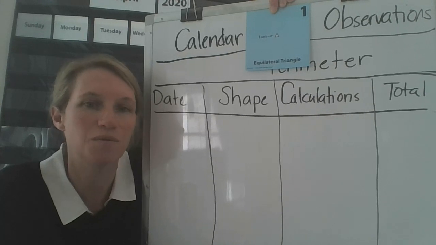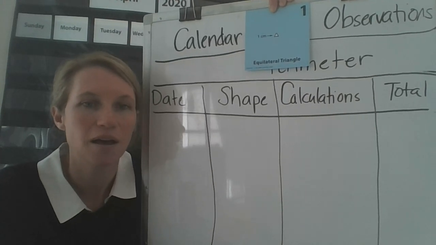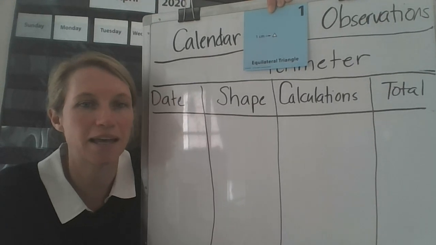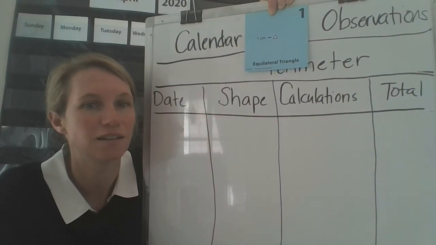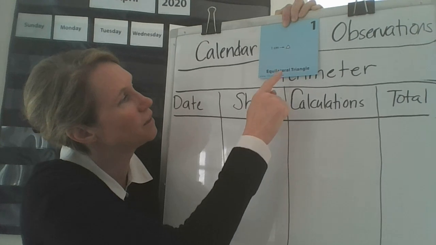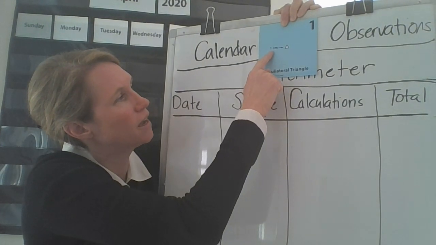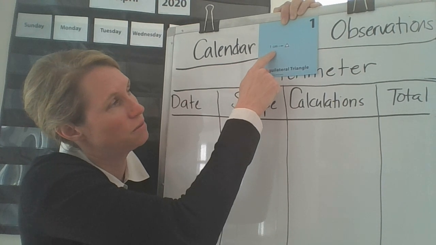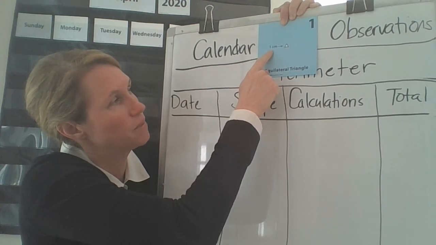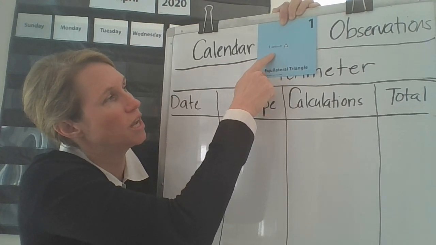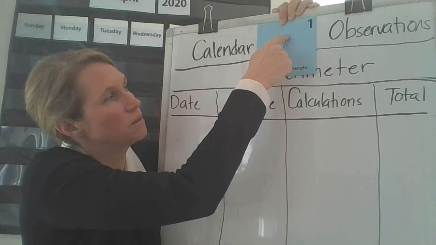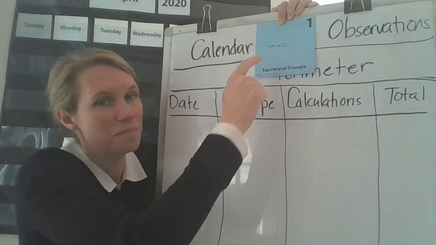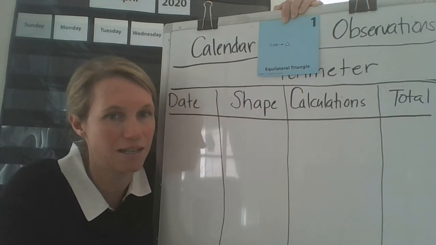And if you want to think of it in another way, imagine yourself taking a walk around a shape and adding up all the sides. Let me model this for you. For example, I know that one side is 1 centimeter. And if I want to walk around the shape, I'll go 1 centimeter, 1 centimeter, 1 centimeter, making the perimeter 3 centimeters.